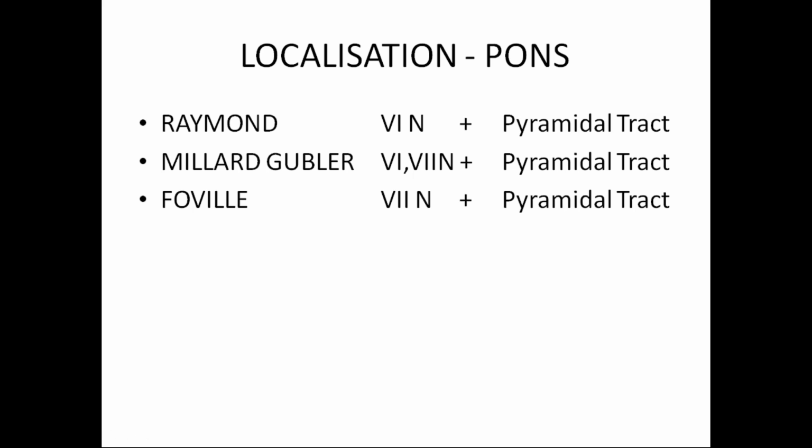Coming to the next level, that is the pons. In the localization, you get a few more syndromes in lesions at the pons. That is Raymond, Millard-Gubler, and Foville. Raymond is sixth nerve involvement. As you're coming down, your cranial nerves also increase. So it is sixth nerve involvement along with the pyramidal tract. Millard-Gubler is sixth and seventh nerve involvement. This is important, just remember, because facial palsies do come. Millard-Gubler is your sixth and seventh nerve involvement and pyramidal tract, and Foville is your seventh nerve involvement and your pyramidal tract.